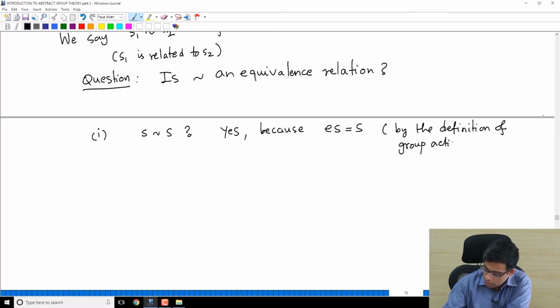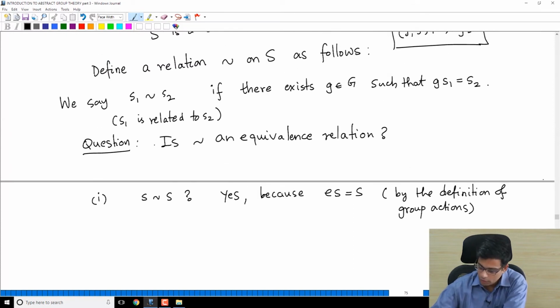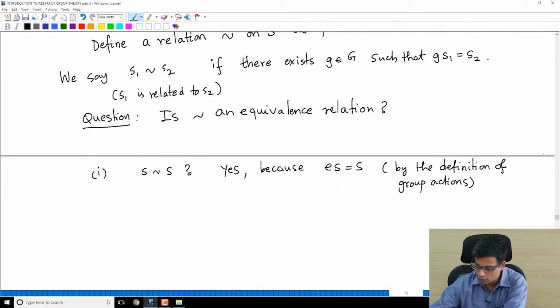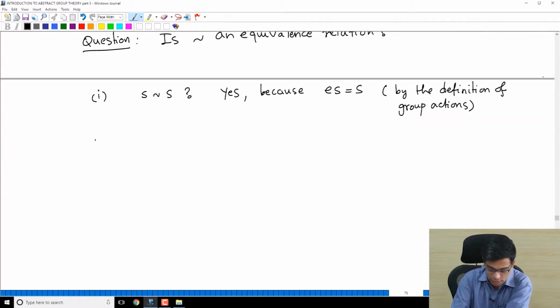So you see that in order to make this an equivalence relation, we must have this, and this is guaranteed by the definition of group action itself. So the identity element sends s to s. So s is related to s. In order for s1 to be related to s2, we want a group element such that g s1 is equal to s2. We take the identity element of the group which always exists in a group, and e s is equal to s, so s is related to s.